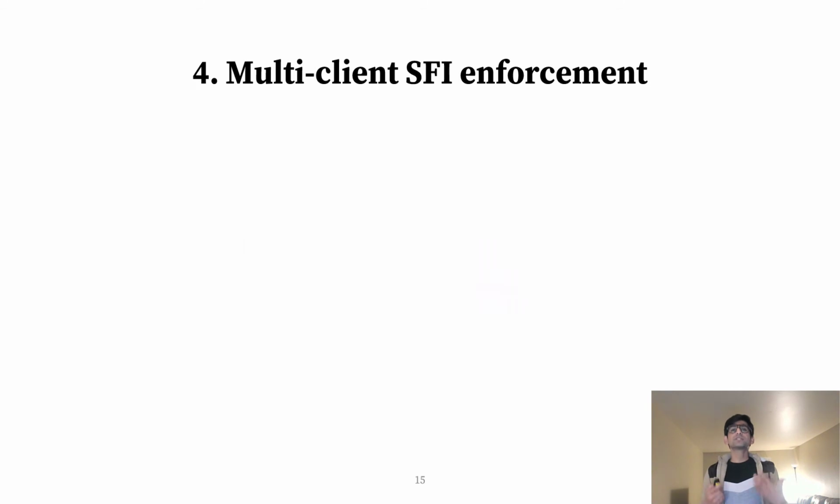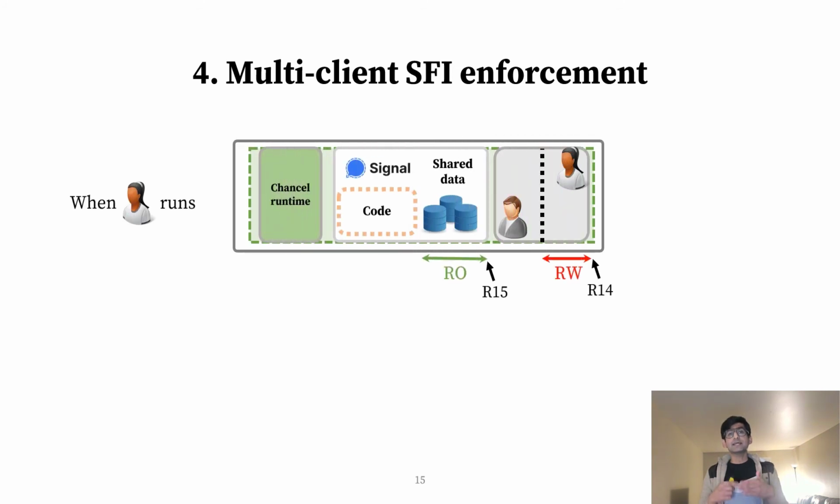The final step of Chancel is to enforce multi-client SFI. So how Chancel does it is that it uses those reserved registers R14 and R15. So when Alice runs, Chancel ensures that R14 points to the private region of Alice's thread, so that Alice's thread can only write within the same thread region. But at the same time, using R15, the thread can still read from the shared data.